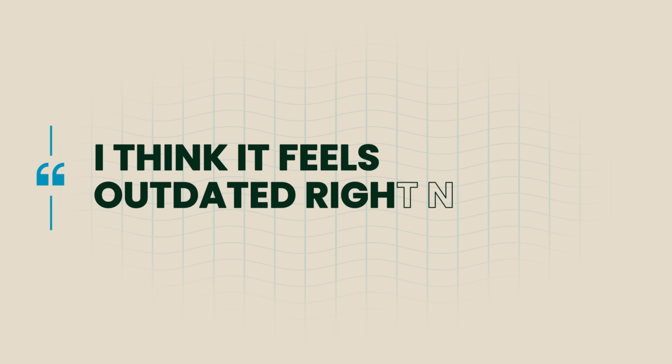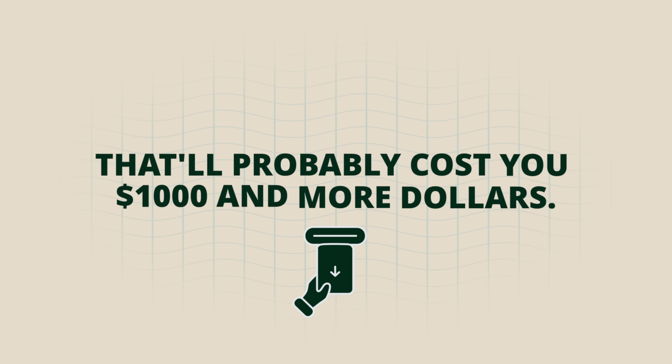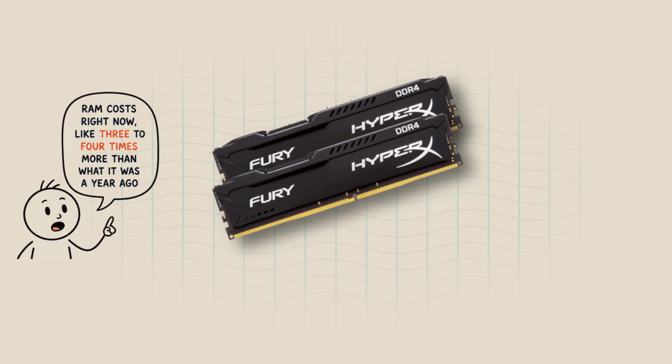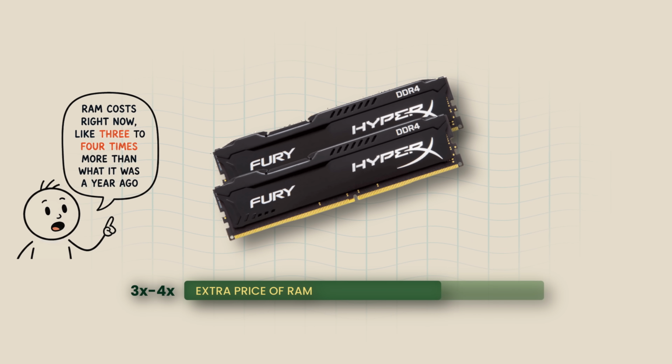You know, I'm thinking of taking down my most popular video, which is this one right here, because I think it feels outdated right now. And if you follow that guide today, that'll probably cost you thousands more dollars. Guys, RAM costs are now like 3 to 4 times more than what they were a year ago. And that is all because of this guy right here.